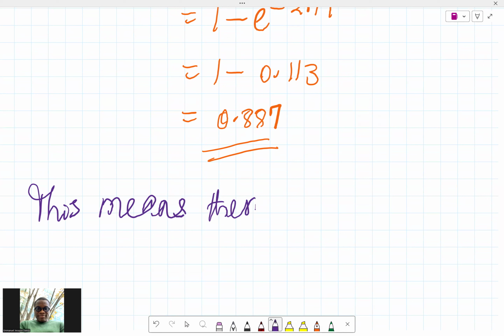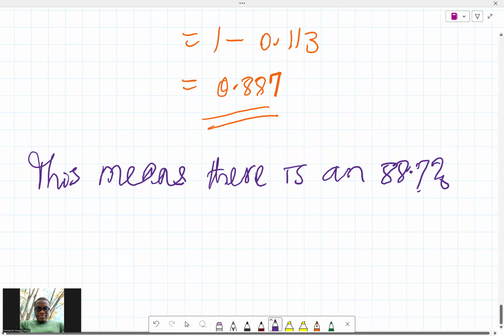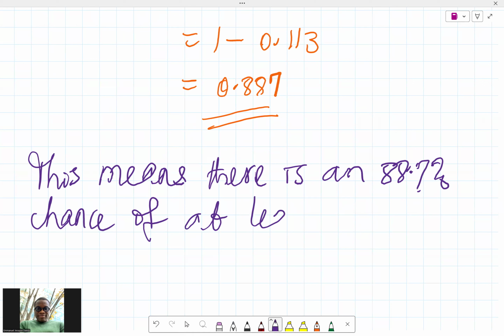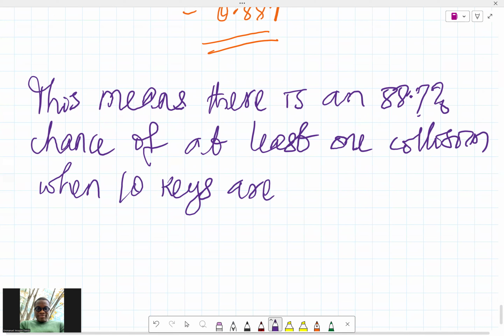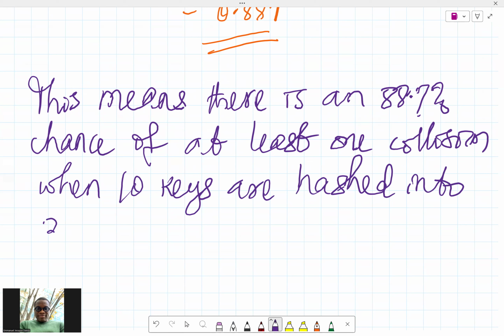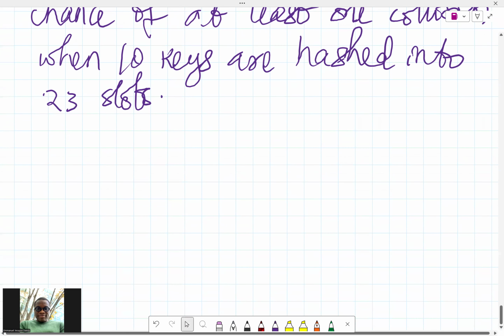there is an 88.7% chance of at least one collision when 10 keys are hashed into 23 slots. And that goes. All right.